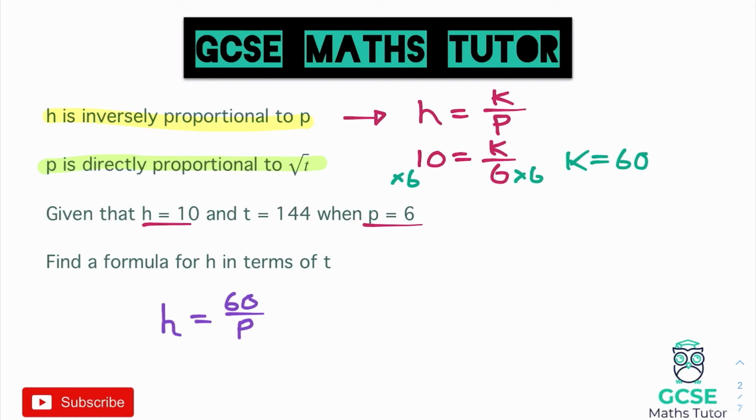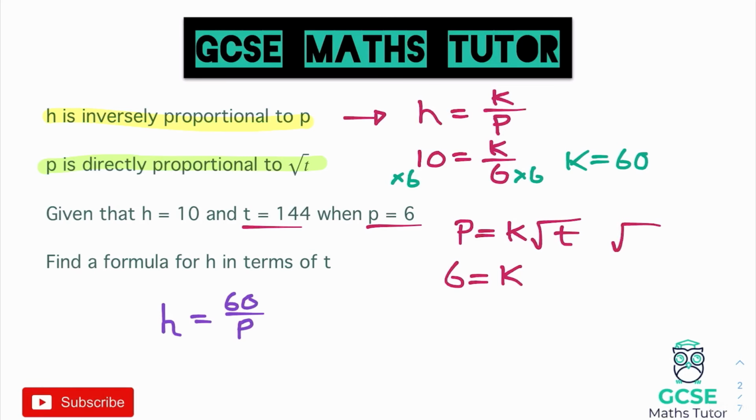So we've got p is directly proportional to the square root of t. This is direct proportion, so we'll write p is equal to k root t, our direct proportion formula. And again, let's find the values and put those in. So in this one here, we've got p and we've got t. So t is 144 when p equals 6. So let's put those pieces in. So 6 equals k multiplied by the square root of t.